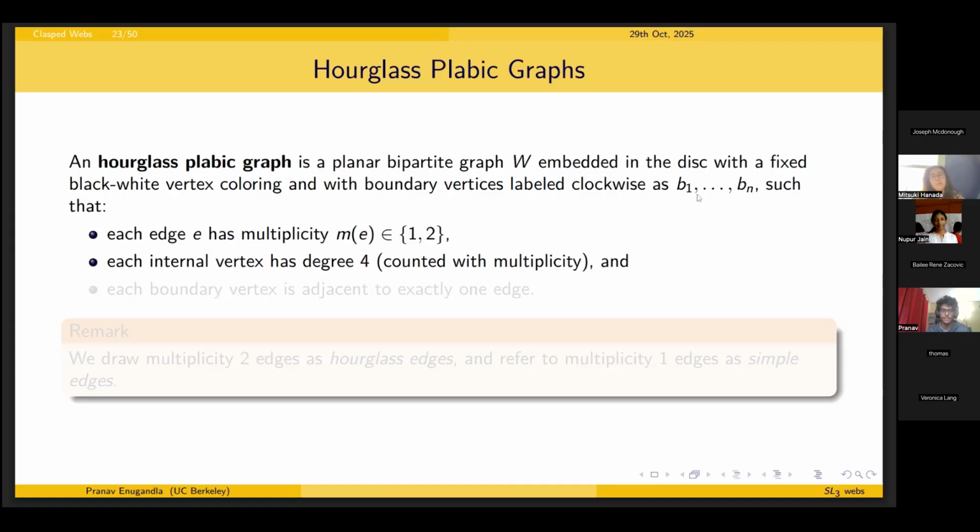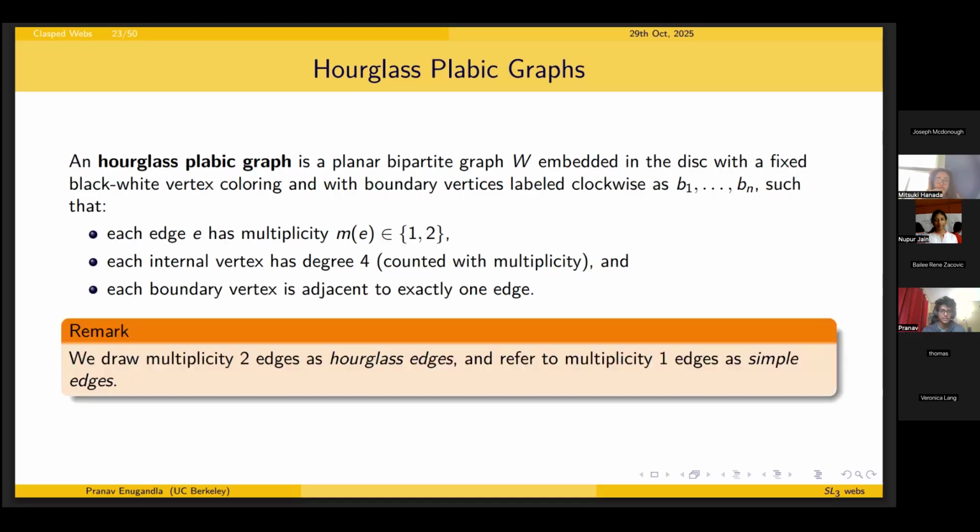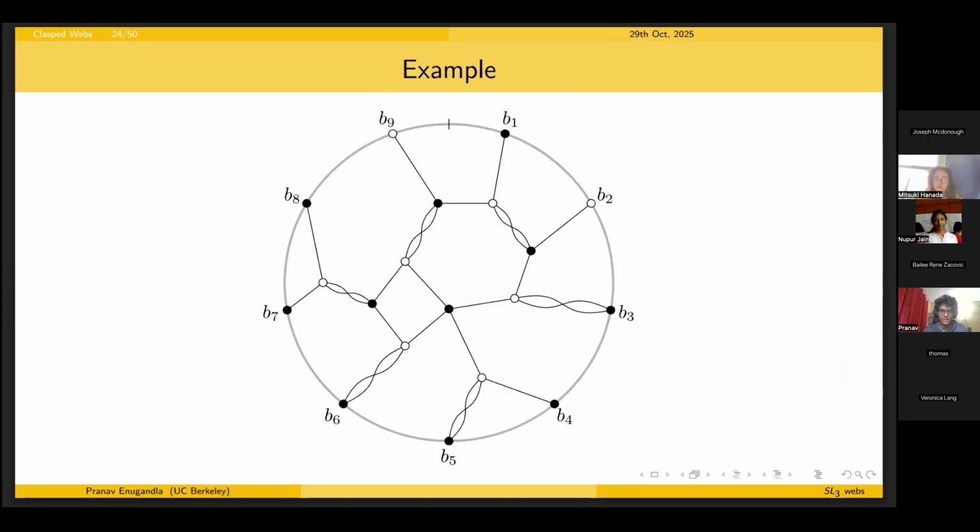But yeah, so they define an hourglass plabic graph, very similar to tensor diagrams or plabic graphs, where you have boundary vertices, all of them have exactly degree 1, and all the internal vertices have degree 4. But my edges are of two flavors. I could have a multiplicity 1 or a multiplicity 2 edge, right? And multiplicity 2 edges, I'm not going to draw as two parallel strands. I'm going to introduce a half twist in there, and I'm going to call them hourglass edges. So I'll show a picture on the next slide.